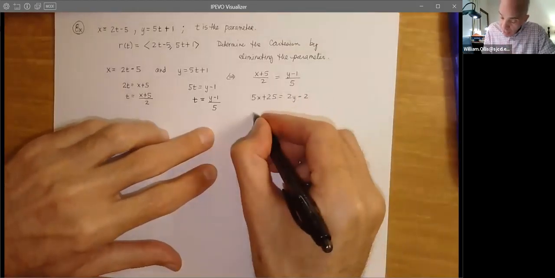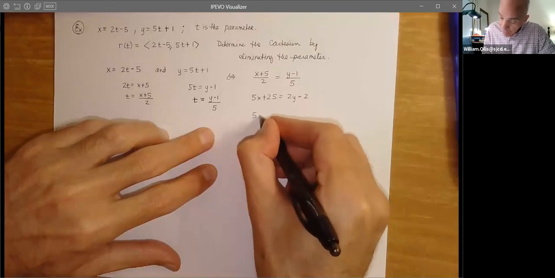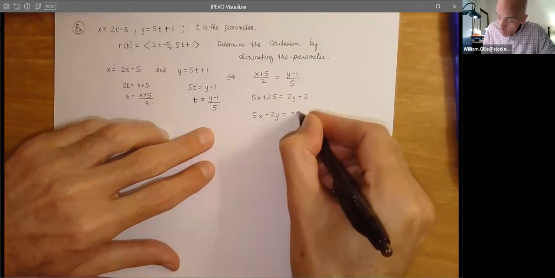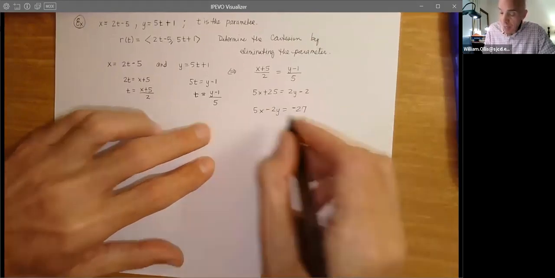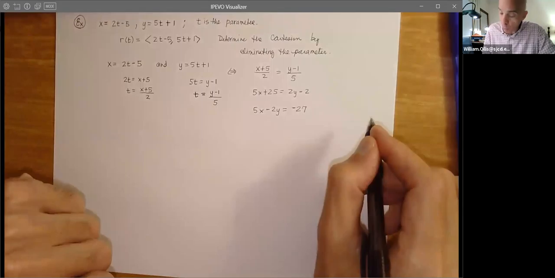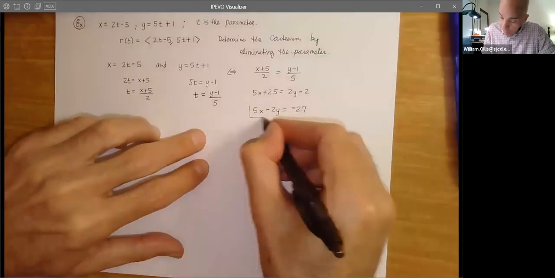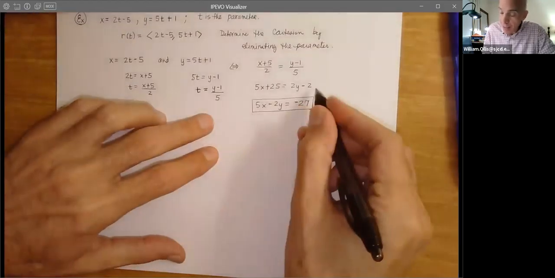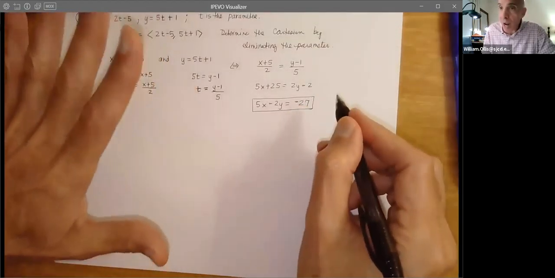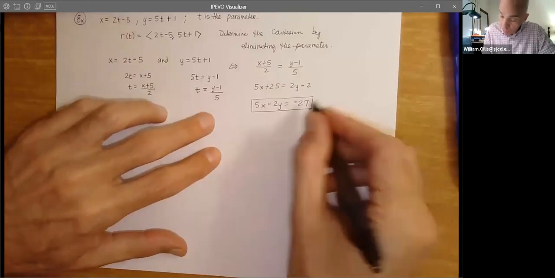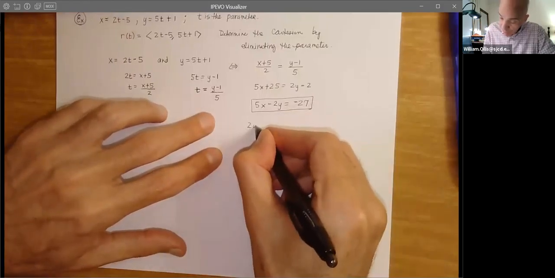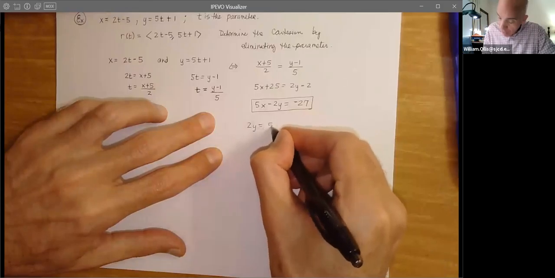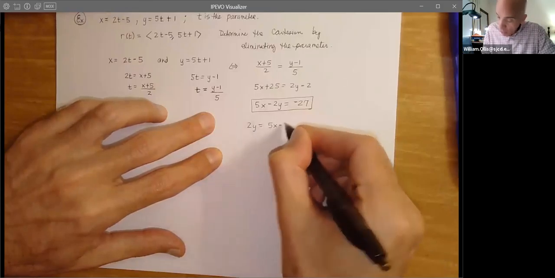And so now you're thinking, well, we can keep it in a standard form and do y and x intercepts, or we could write it in the y equals mx plus b form. Your choice, it doesn't matter. So in this case, we could say 5x minus 2y equals what? Negative 27. That would be the ax plus by equals c form. That would be one form.